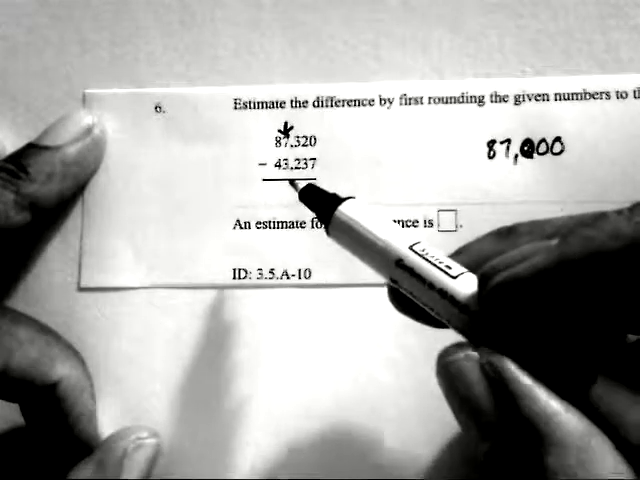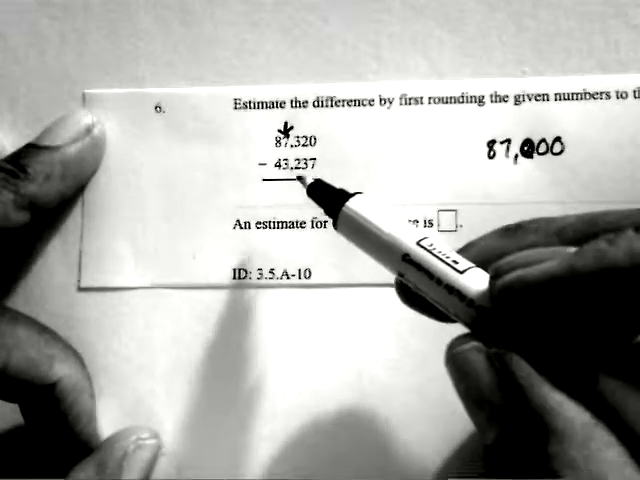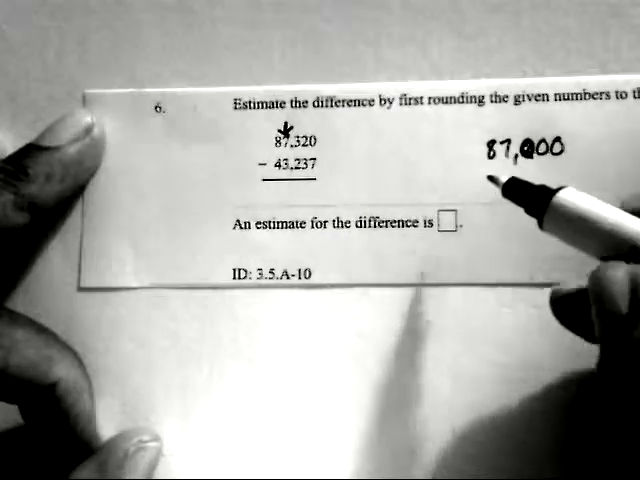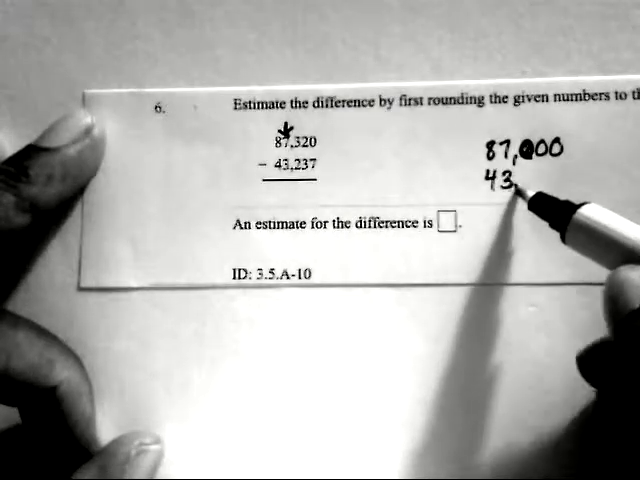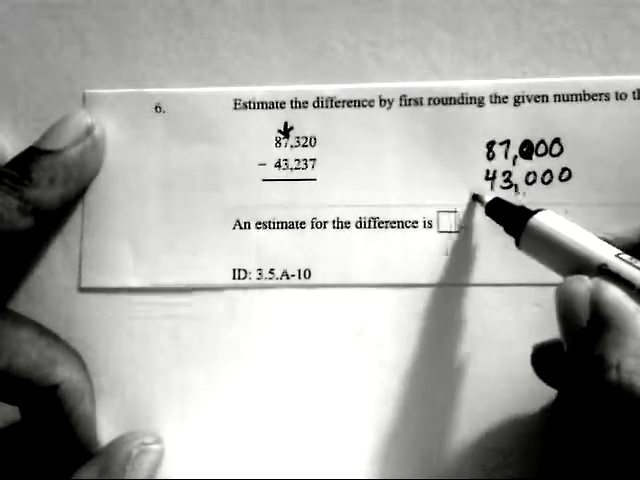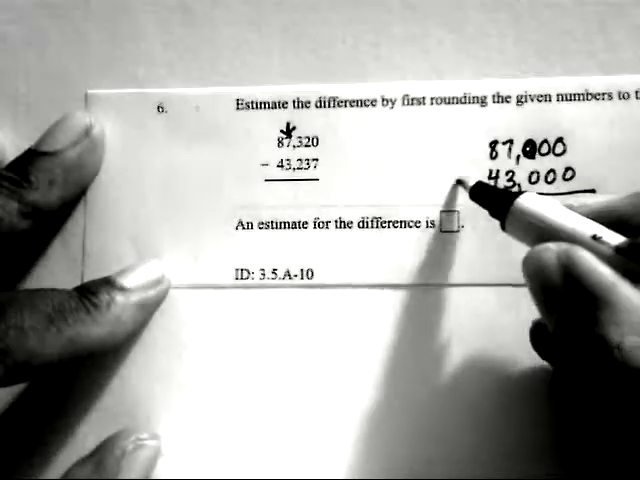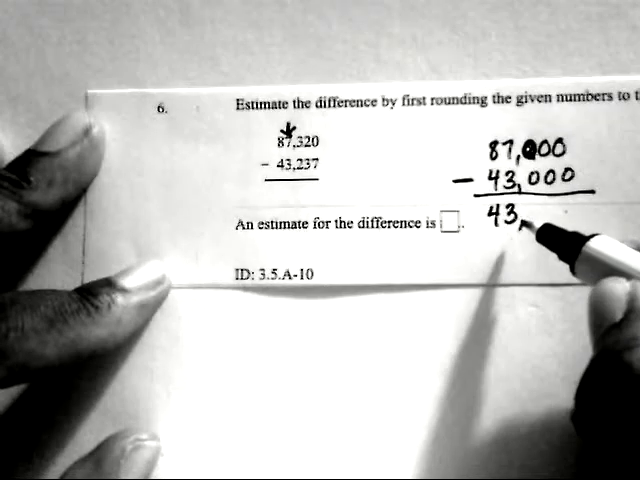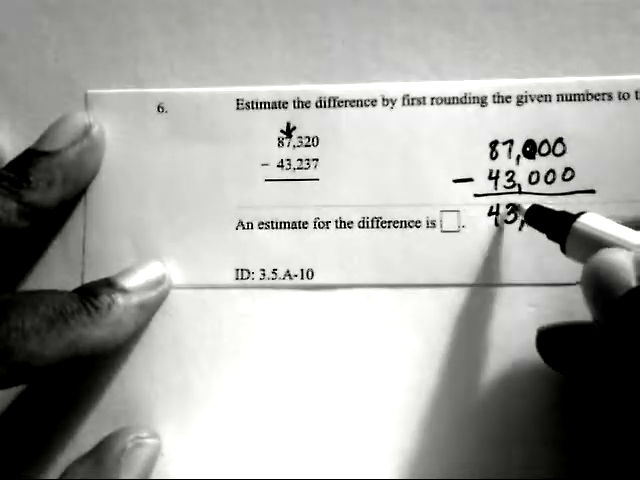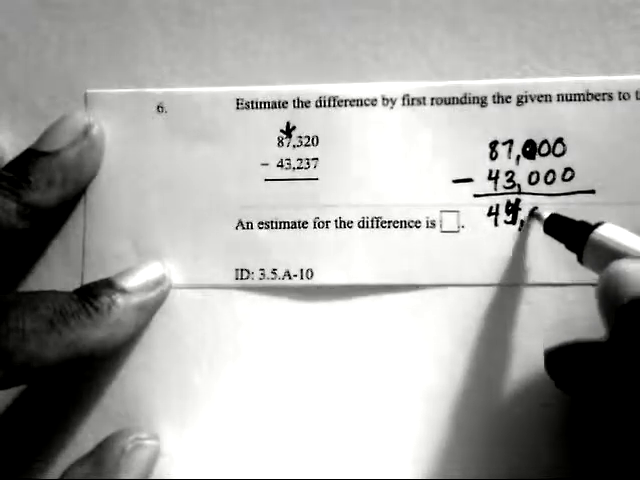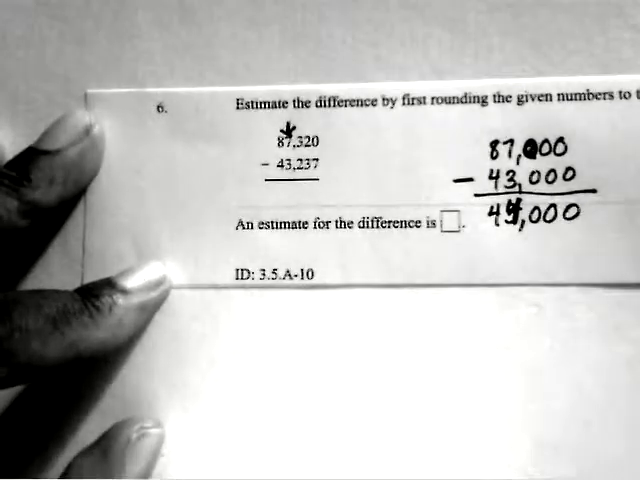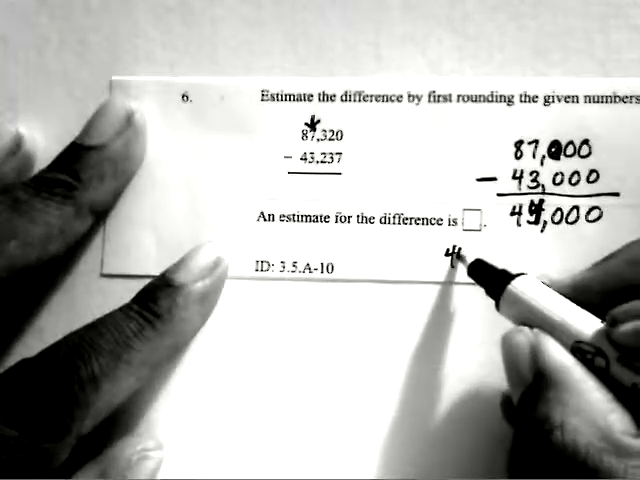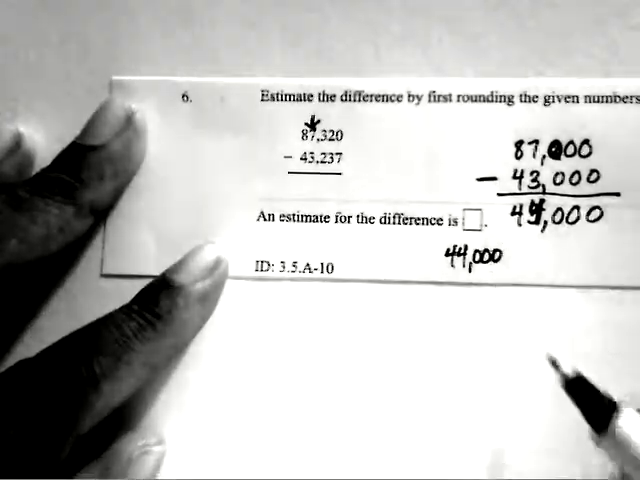43,237 to the nearest 1,000. The 3 is in the thousands place. The number to the right of it, the 2, is less than 5, so we'll keep it as 43,000. So now you've got 87,000 minus 43,000, which will give us 44,000. So the estimated difference will be just simply 44,000.